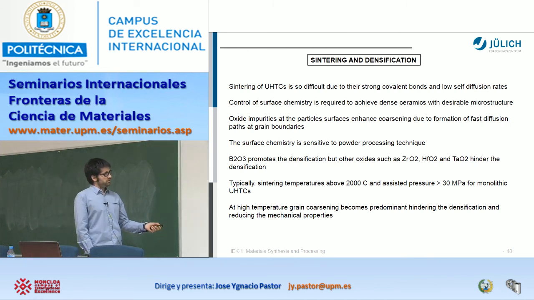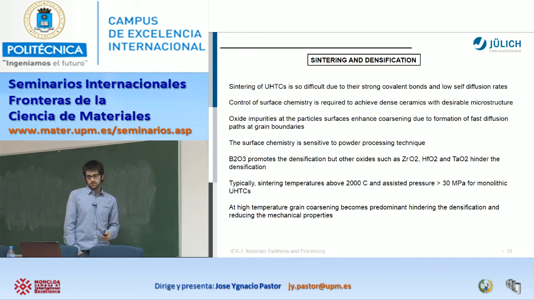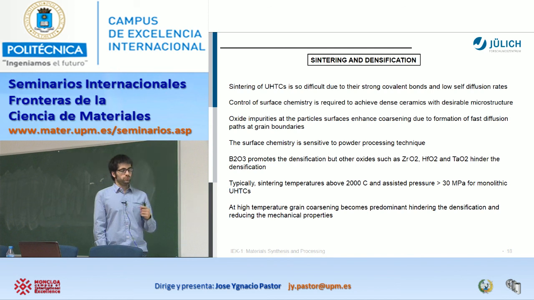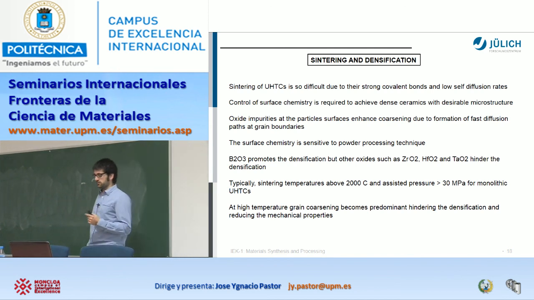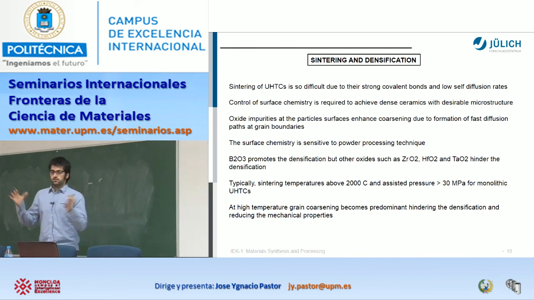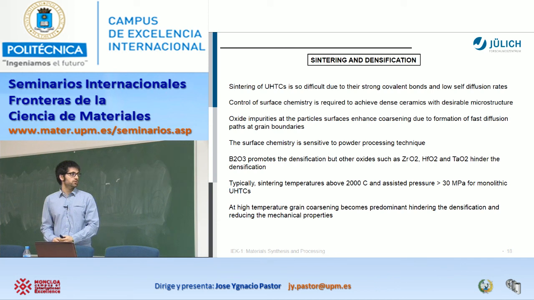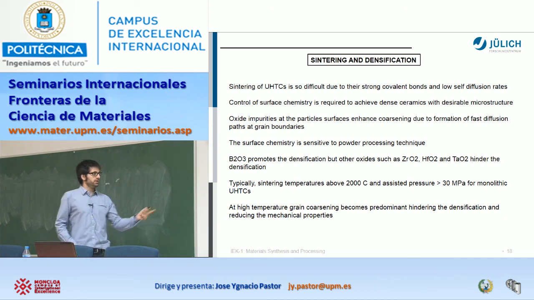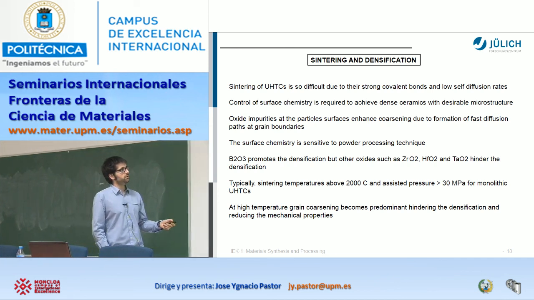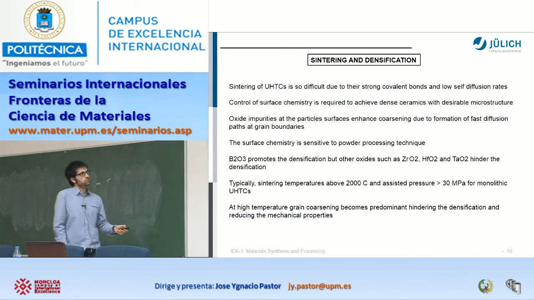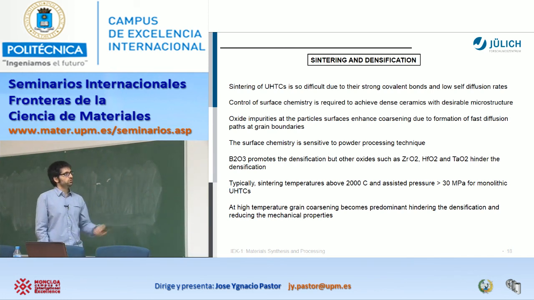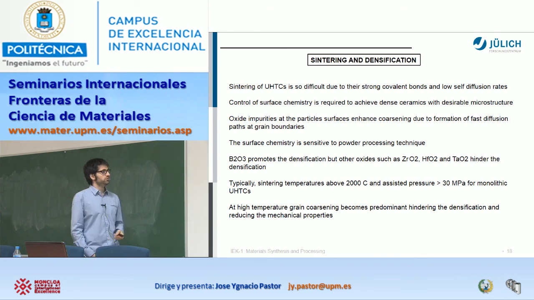This oxide, the boria, at the beginning promotes the densification, because it melts and you produce what is called liquid phase sintering. Because all your particles are surrounded with a liquid, there are capillarity forces that help the densification, and they also help the diffusivity between particles, because in solid contact it's really low, but if you put a bridge of liquid between them, the transfer is better.